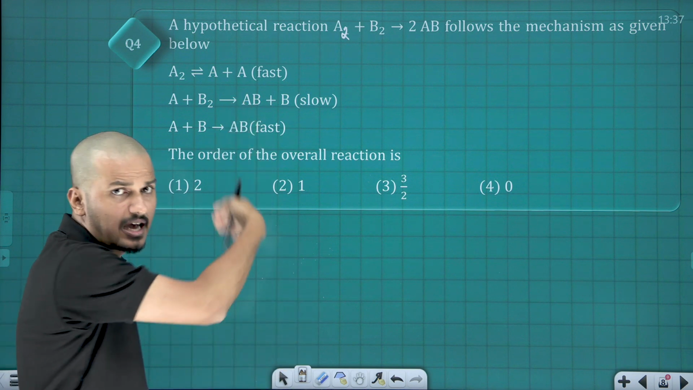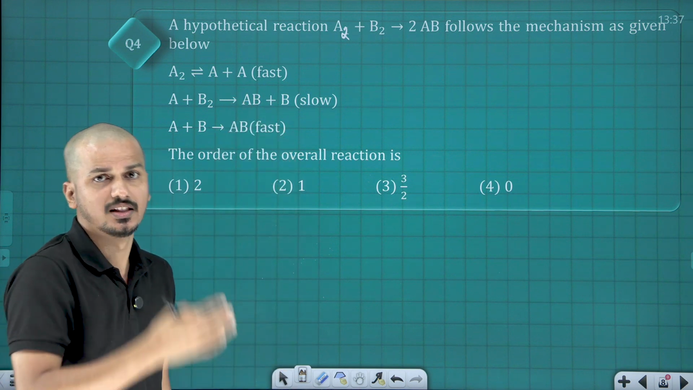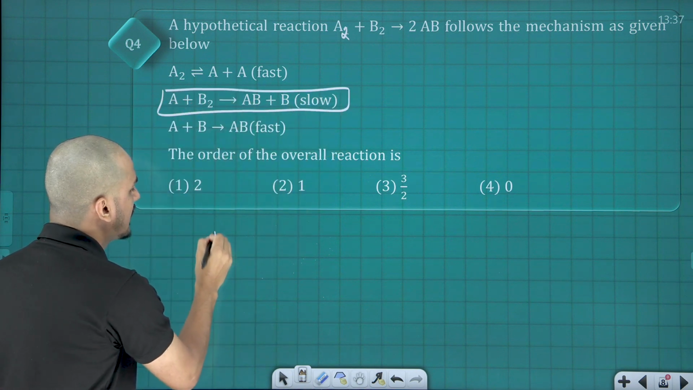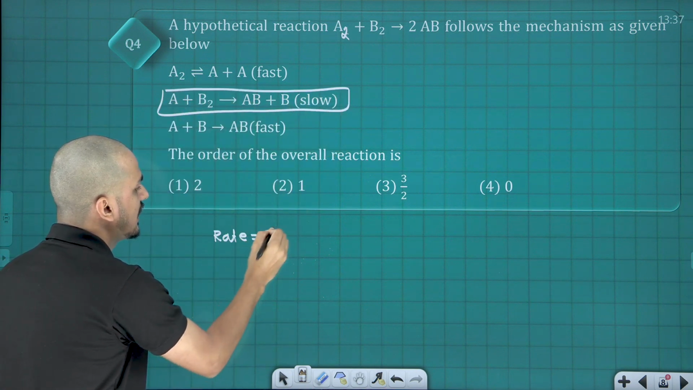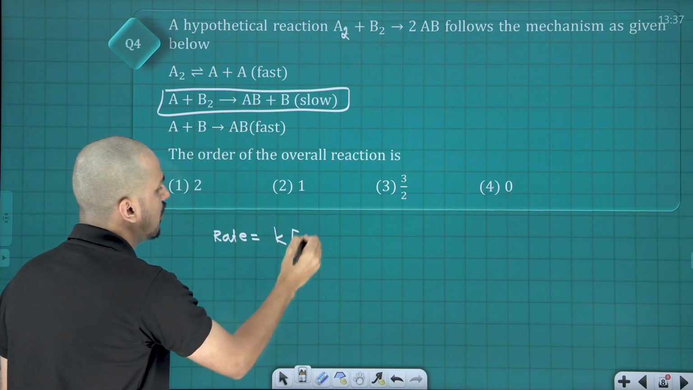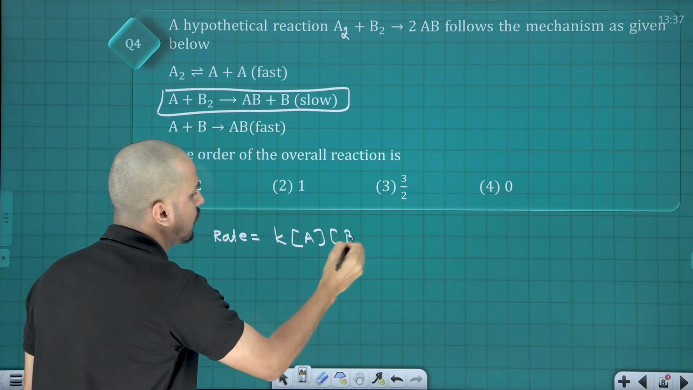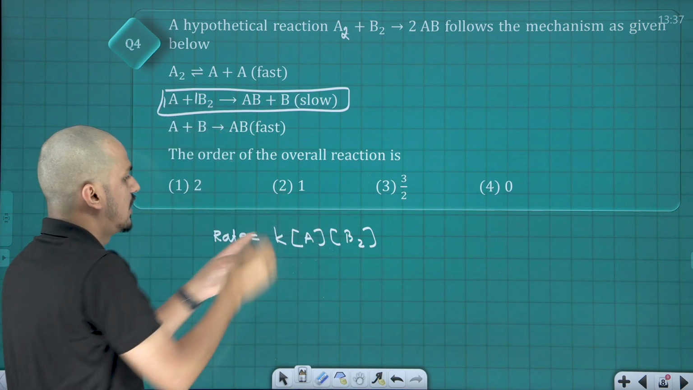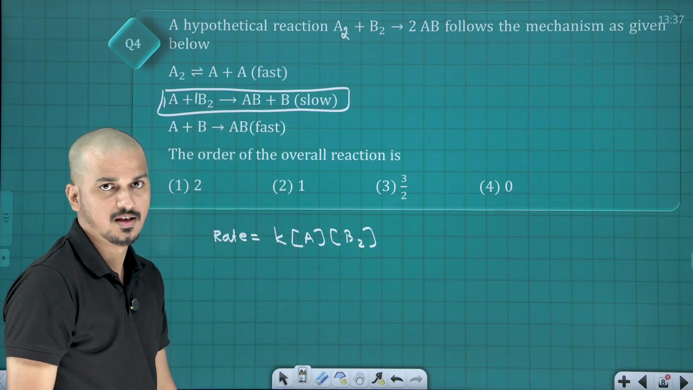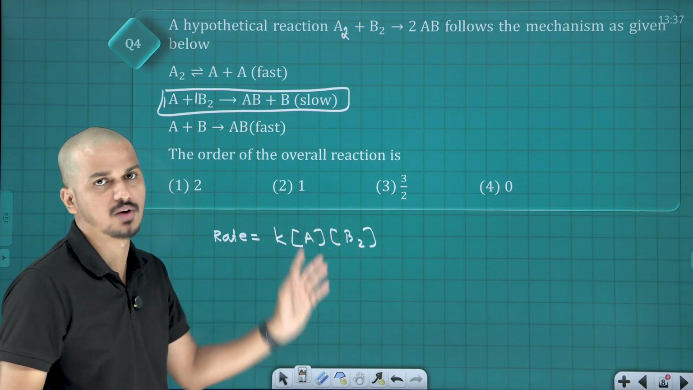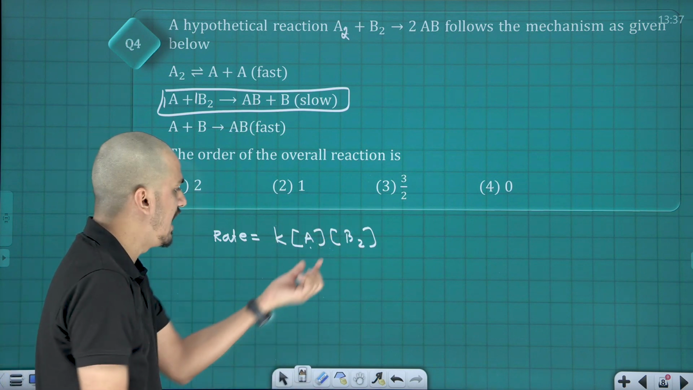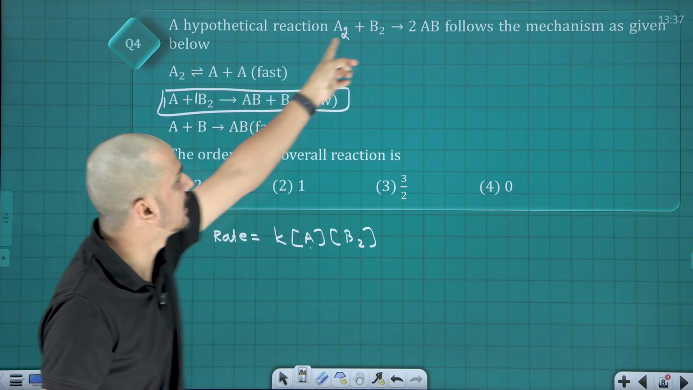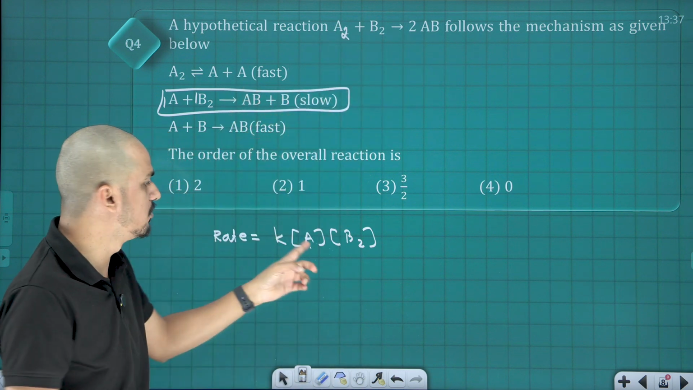So if a mechanism is given, it means it's a complex reaction. The rate determining step is the slow step. From the slow step, I can write rate is equal to K into concentration of A into concentration of B2. The stoichiometric coefficients I can write as such. Here it is 1, here it is 1. So A raised to 1, B2 raised to 1. But the order is not 1 plus 1 because this A is the intermediate. A is the intermediate produced. It is not there in the main equation. So we have to remove that A.